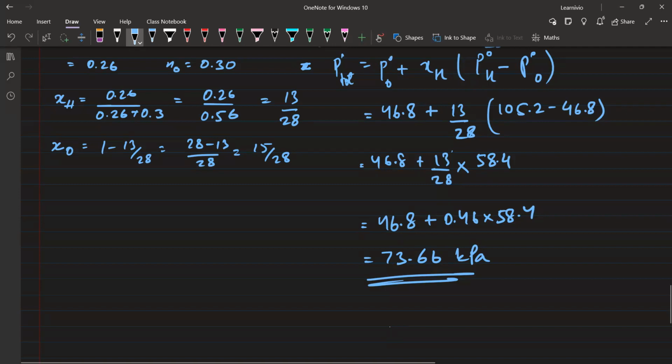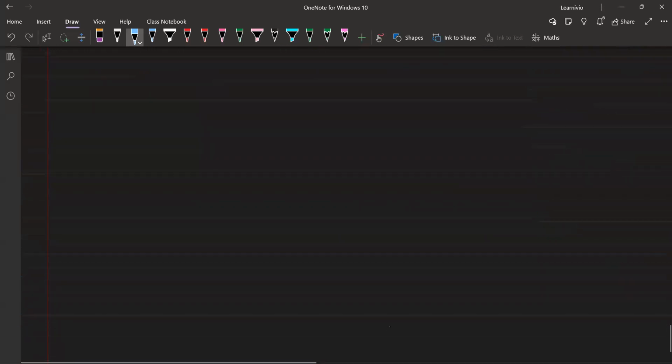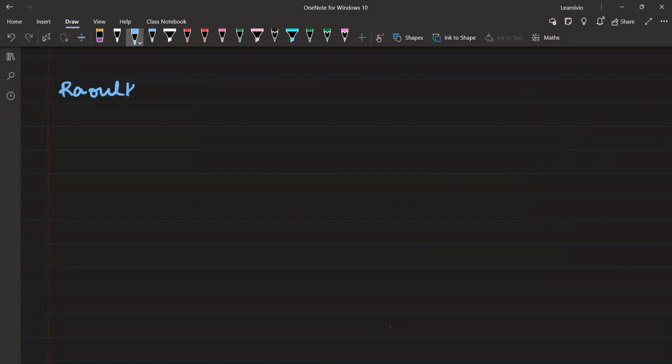Okay. After this, you just write the next topic, a very small topic. Those who are not done, you will complete this at home, the calculation part and everything. Leave some space and please write Raoult's law and Henry's law.